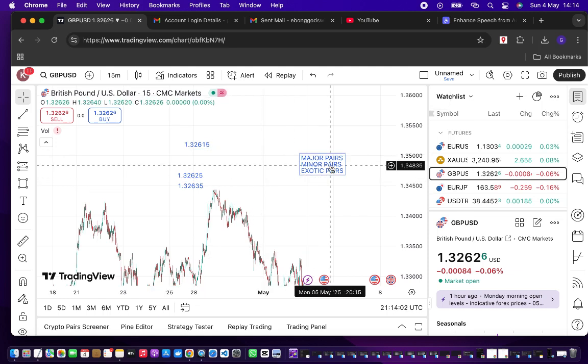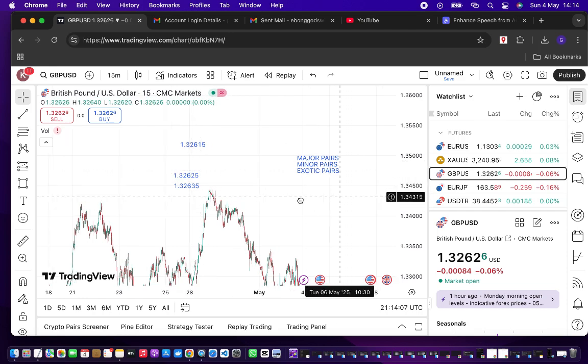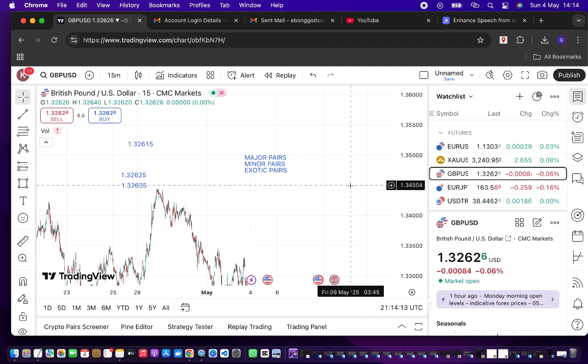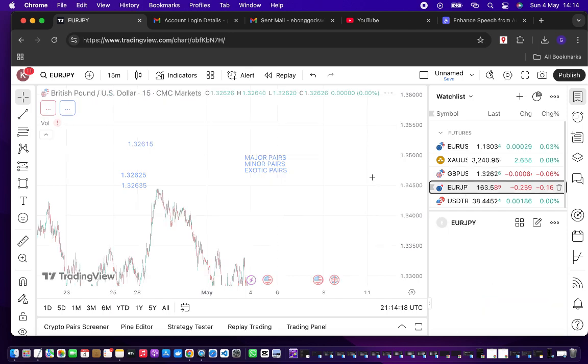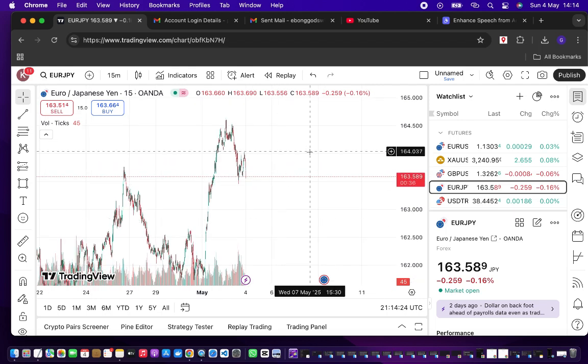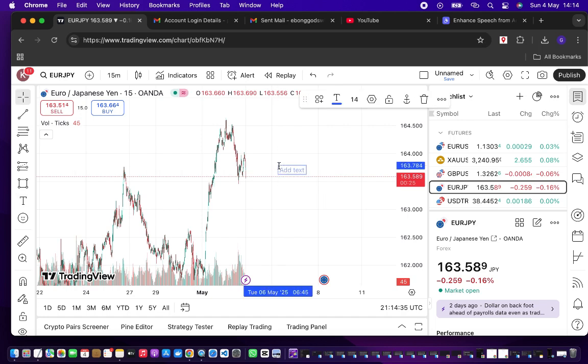So now let's move on to the minor pairs. I just talked about the major pairs. Like I said, the minor pairs are pairs that do not involve the United States dollar. And an example of a minor pair is the EUR/JPY. To calculate the change in market value of EUR/JPY, we pay attention to the second number after the decimal point. So if you see right here, EUR/JPY is currently valued at 163.589. What does that mean?